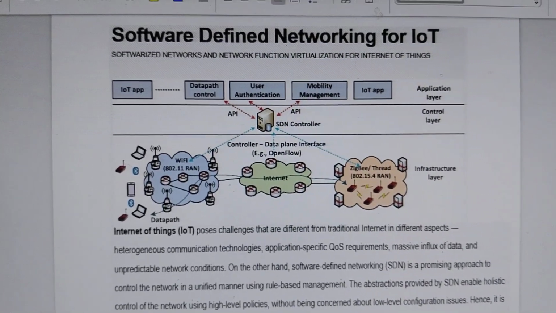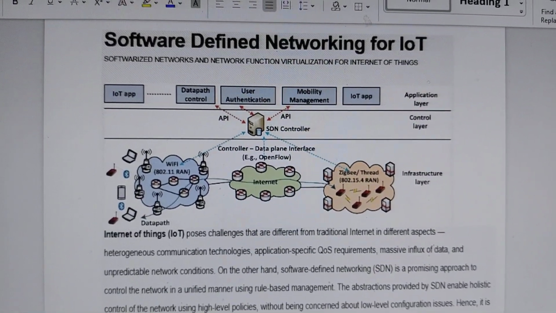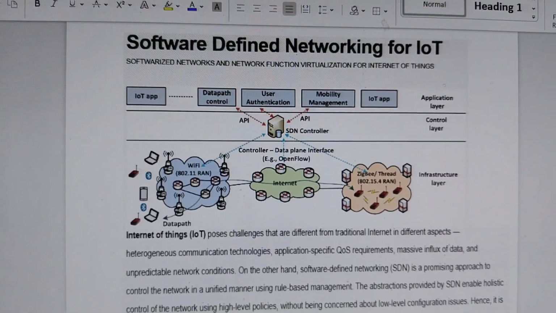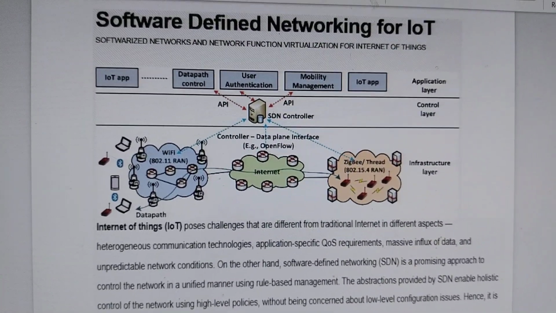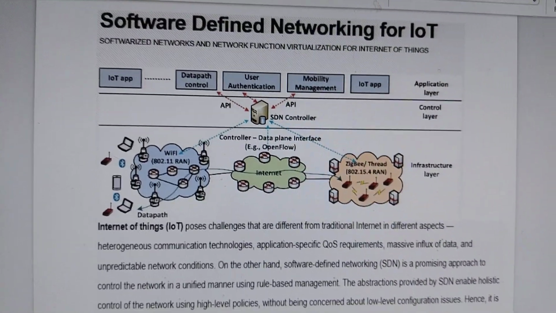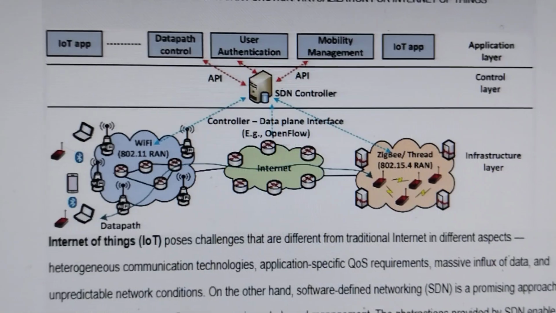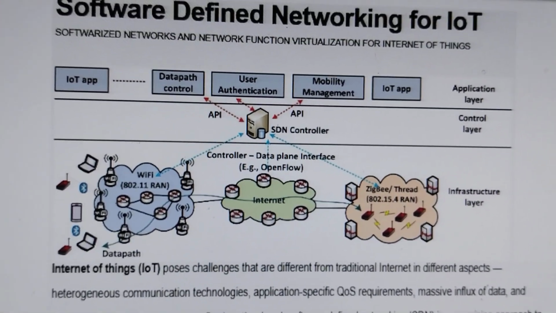In today's class, we'll discuss software defined network for IoT. How IoT is used in a software defined network, for example, in this diagram we have totally 3 layers. The first one is the application layer, second one is the control layer, and third one is the infrastructure layer.